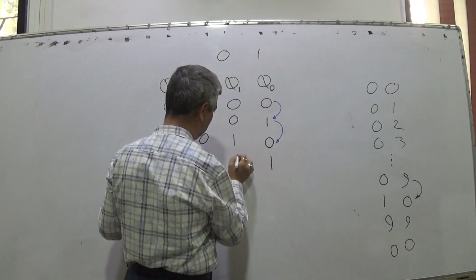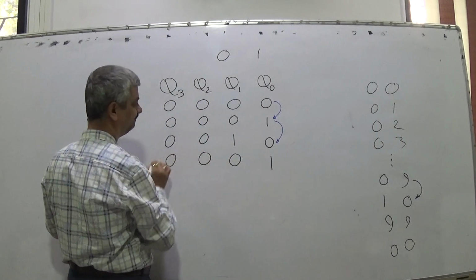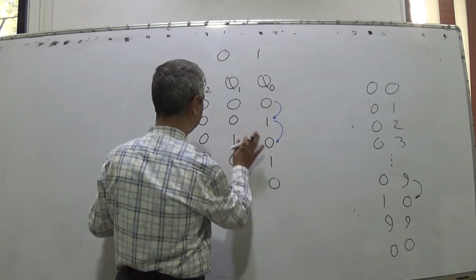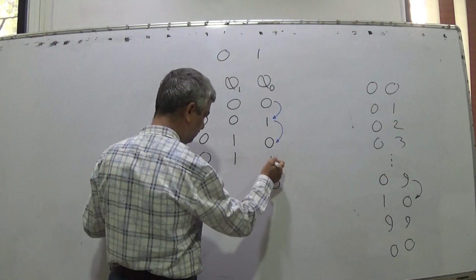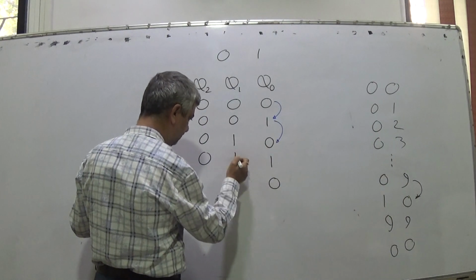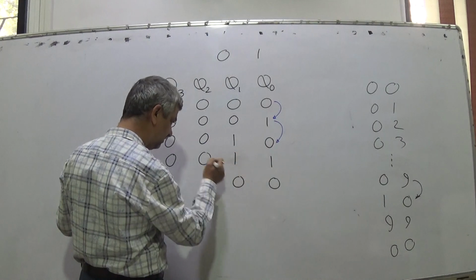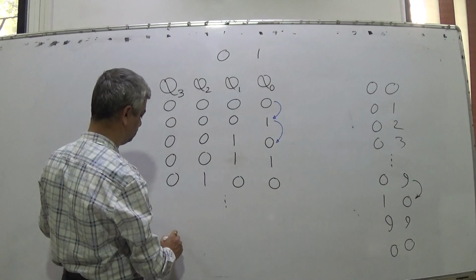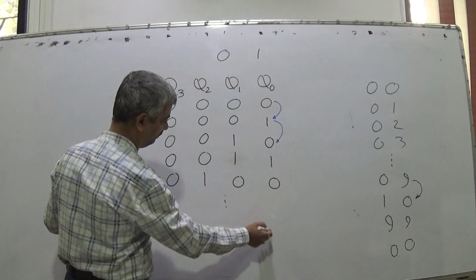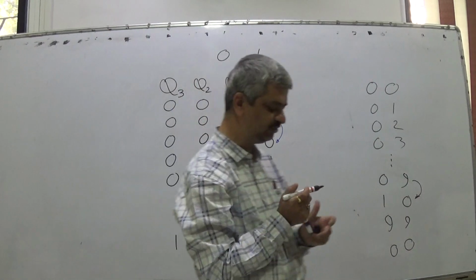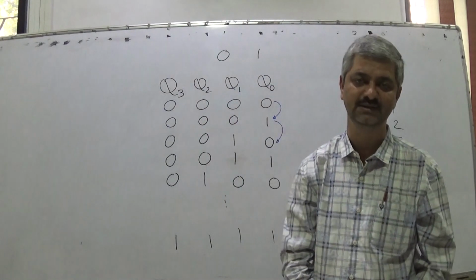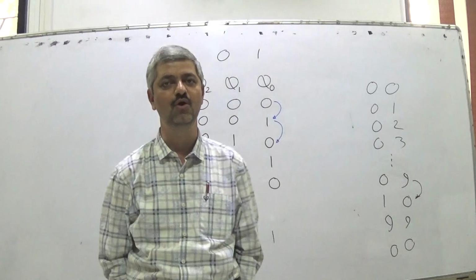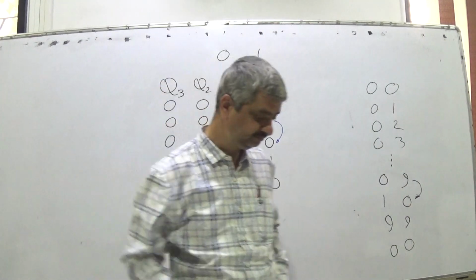If it goes from 0 to 1, no change here. Then next from 1 to 0. No change here, so it was 1. It goes from 1 to 0. So change here, 1 to 0. And as 1 to 0 changes here, it changes. In this way, you can go for all states, and at last the state is 1, 1, 1, 1. So all zeros advance to all ones in 2 raised to n steps.